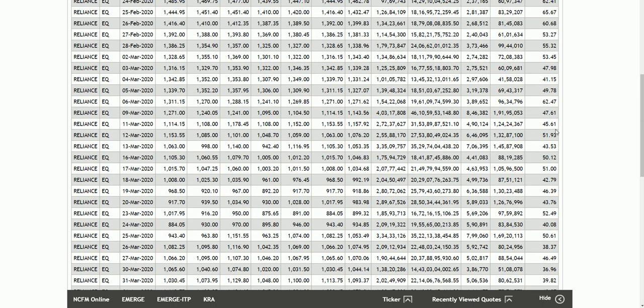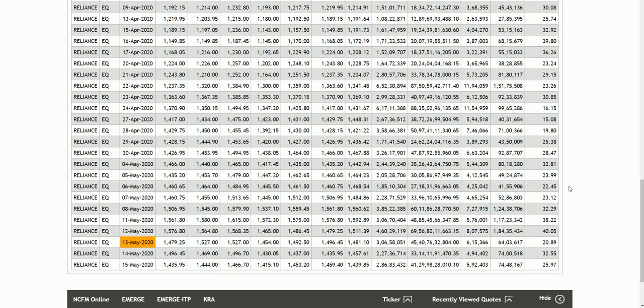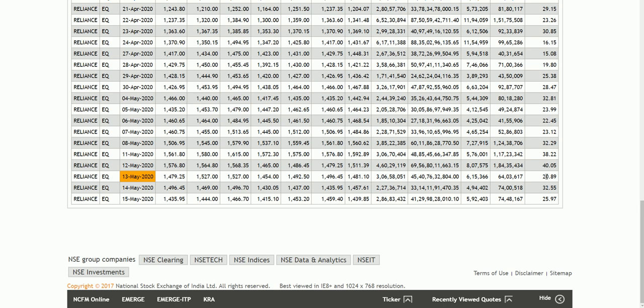When the price is going down and the delivery percentage keeps increasing, that confirms a strong bearish trend. So now you can see the stock is trading, even though the stock moves up, the delivery percentage keeps getting down, and you can see when there was a huge sell-off on 12th May, the delivery percentage increased.